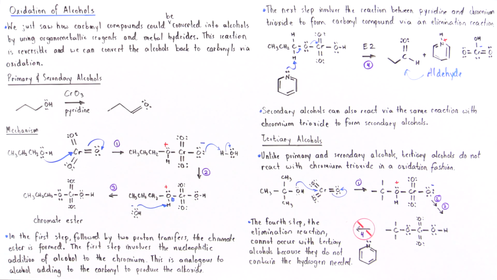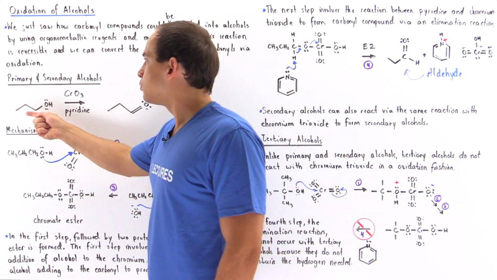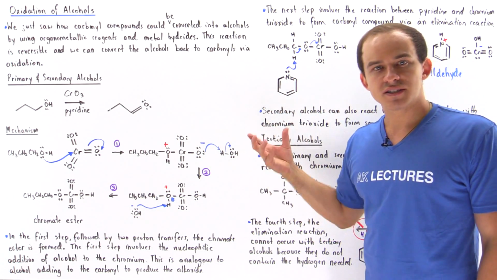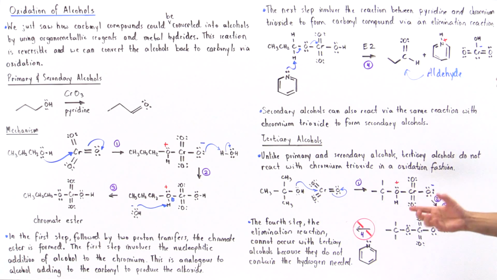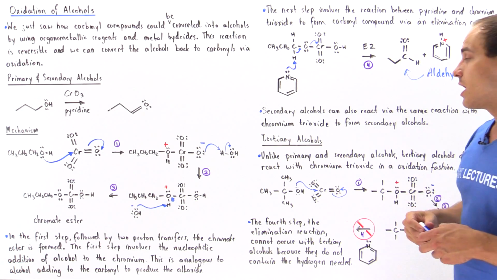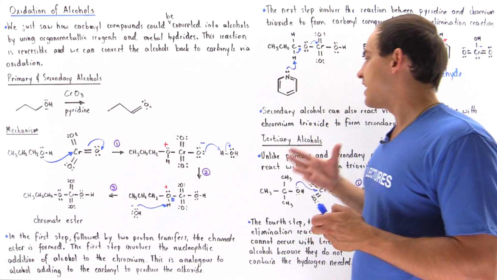Also, the other products are this protonated pyridine, the conjugate acid to this base, as well as this complex in which the chromium has a negative charge. Now, in the same exact way, if we replace the primary with a secondary alcohol, we can follow the same exact four steps to form our ketone instead of the aldehyde. So I'm not going to draw out the reaction mechanism when we use secondary alcohols, because this mechanism is literally the same mechanism.